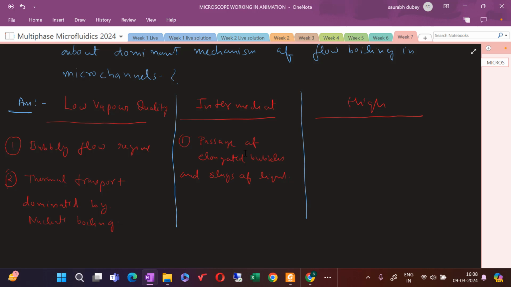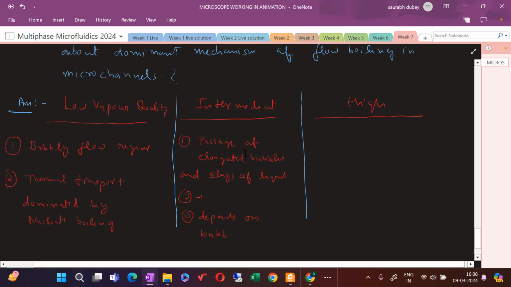So that will be the second point: heat transfer by single phase convection in all the liquid and vapor zones, and by conduction and convection through the films. And also this is highly dependent on the bubble frequency, which is the bubble generation frequency.